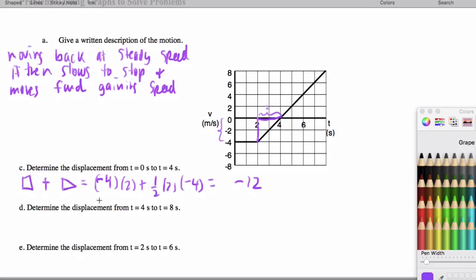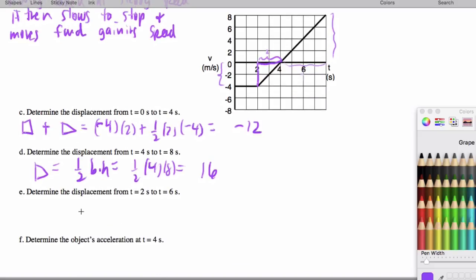Then when we get the displacement from 4 to 8, we can use another triangle. That's going to be 1/2 base times height. That will be 1/2 times 4, because this is 4. And then the height is going to end up being 8, so that ends up being 16.